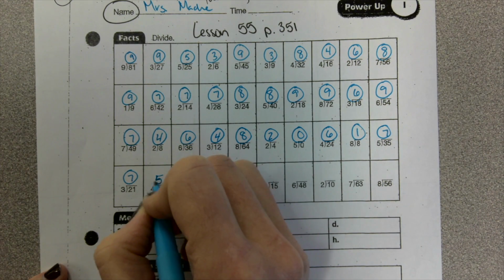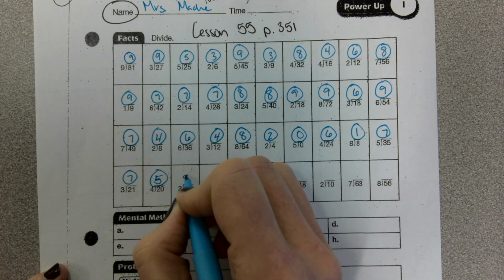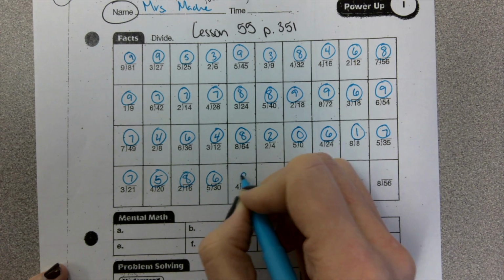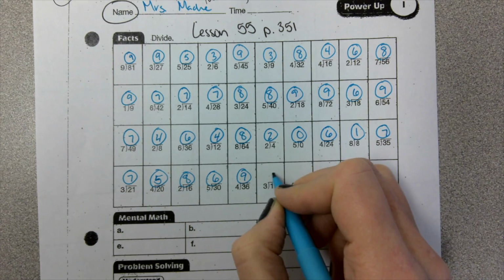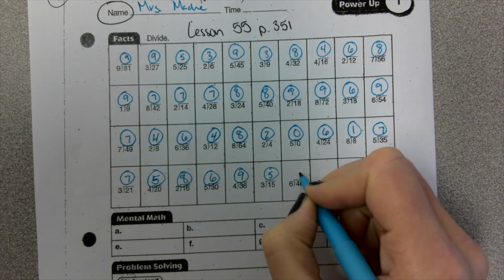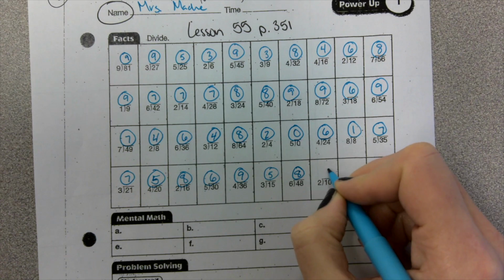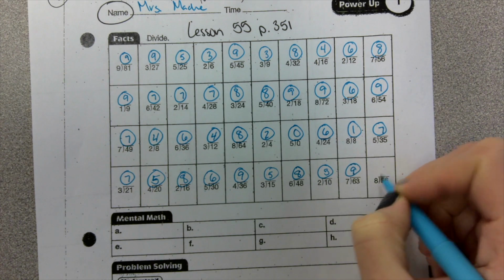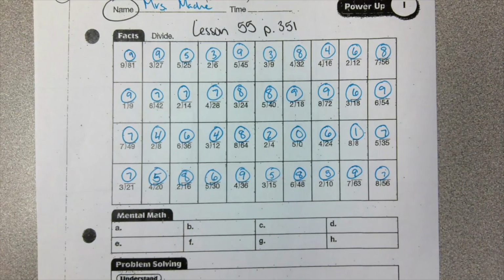20 divided by 4 is 5. 16 divided by 2 is 8. 30 divided by 5 is 6. 36 divided by 4 is 9. 15 divided by 3 is 5. 48 divided by 6 is 8. 10 divided by 2 is 5. 63 divided by 7 is 9. 56 divided by 8 is 7.